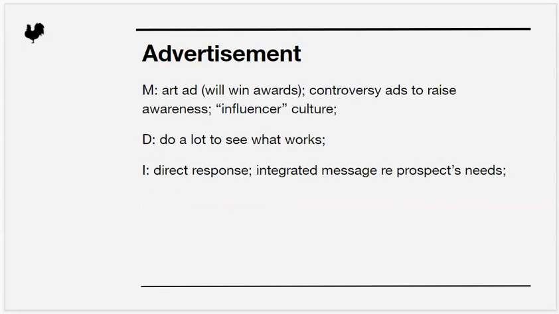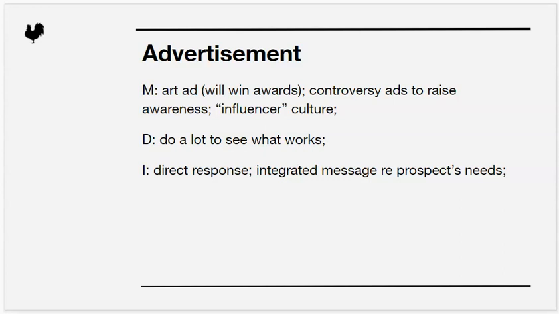You can see this in advertisements. M would be the art ad, and this will win the awards, or maybe it'll be controversy ads to raise awareness. This is influence culture, but it's something that I would say we ultimately can't measure, so there's really no perception of reality when it comes to art ads. I mean, the only thing you can measure it against is, does it get more views of your ads? Well, yeah, but that doesn't mean you're selling anything.